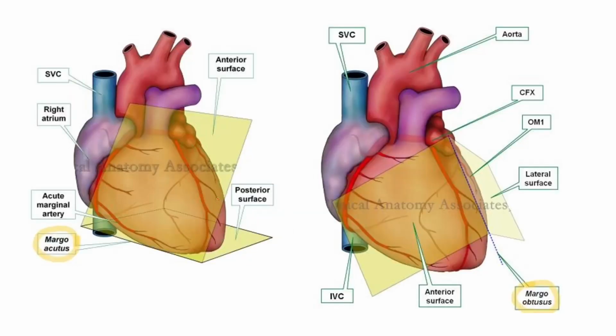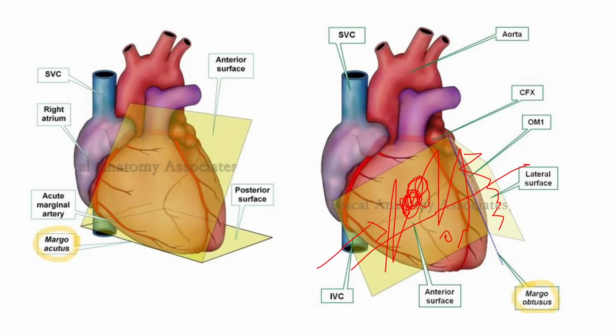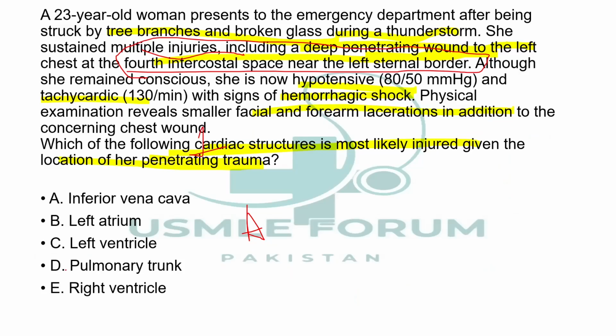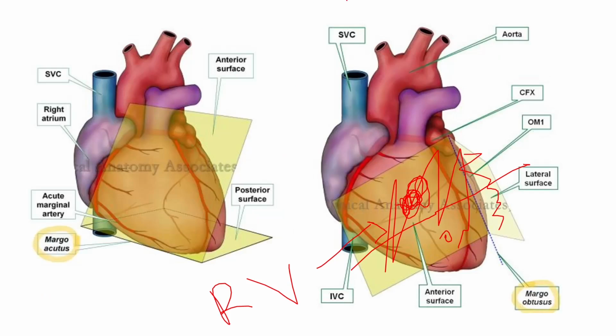Looking at this picture, this is the anterior side, and somewhere here the penetration has occurred. This is a lateral surface, all of this is the lateral surface, and this is the anterior surface. So penetration has occurred somewhere here, and this is the right ventricle. The right ventricle, right? This is our answer. Why can't other things be? It's simple anatomy.